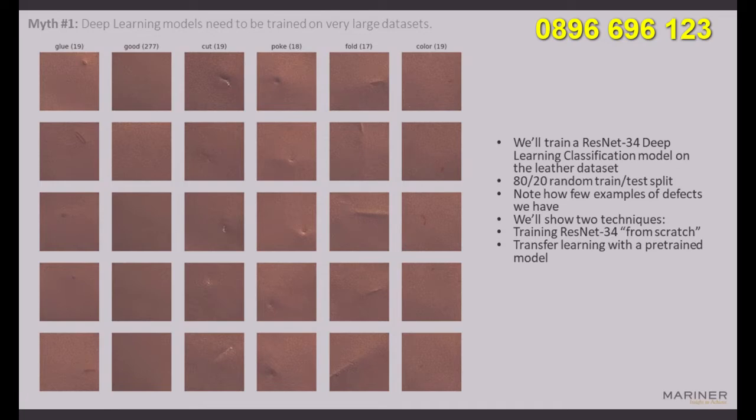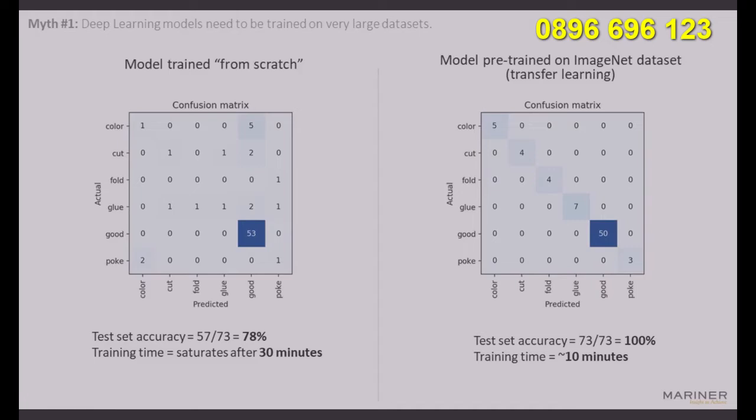But then we're also going to show you another technique called transfer learning. What we're going to do there is take a ResNet34 model that was trained on ImageNet to some good performance level, and then do what's called fine tuning. So we take that checkpoint, that trained model, and train it further, but instead of training it on ImageNet, we train it on this leather data set. That's called transfer learning or fine tuning, and we'll show you that result as well on the next page. So that's the experiment we'll run here.